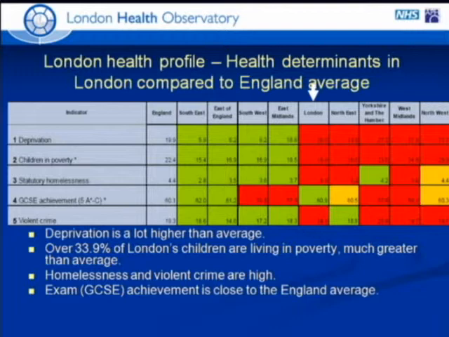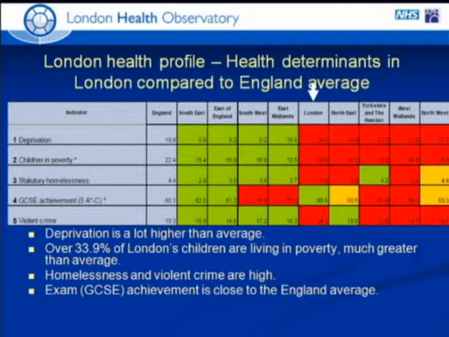This is an example of something from the London Health Profile, and it shows how London compares to the England average on some health determinant indicators. This is a piece of work that we did with all public health observatories. Basically, what it does is highlight where London is doing better or worse than the rest of England on a number of determinant indicators. So on here, we've just got deprivation.